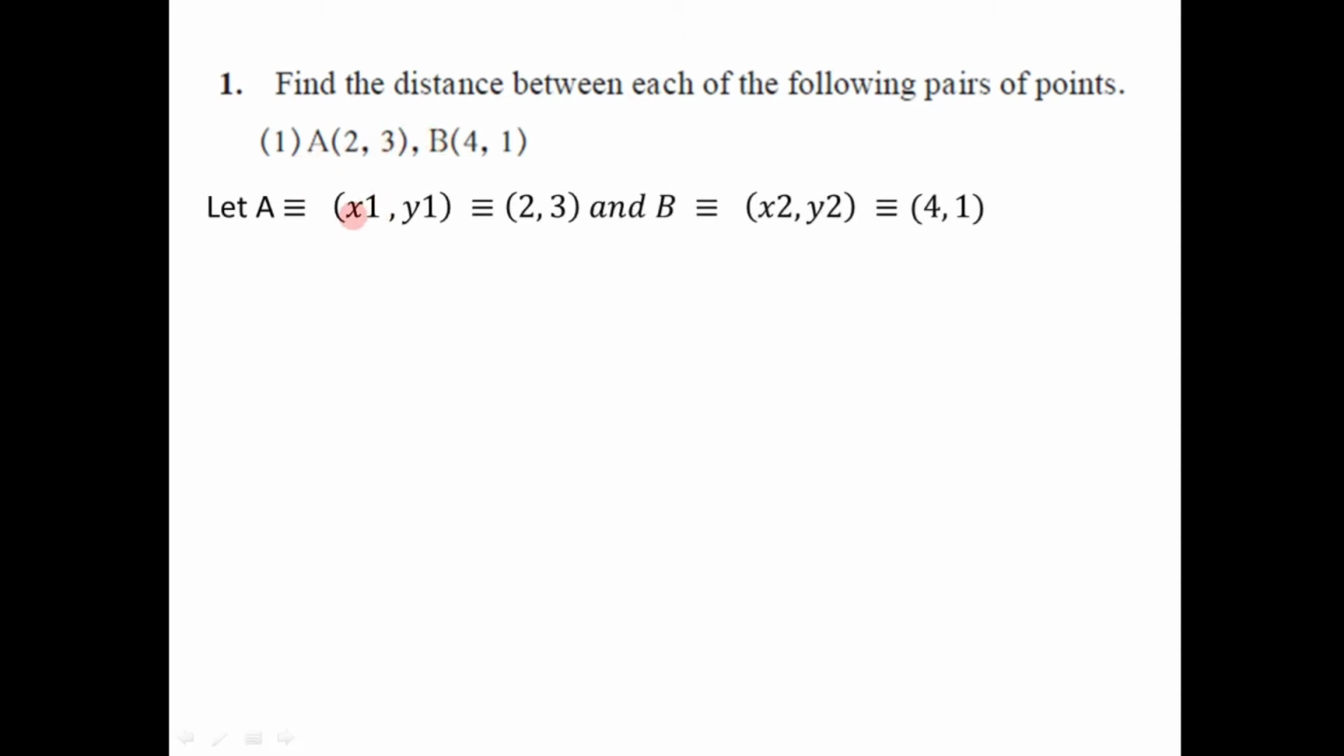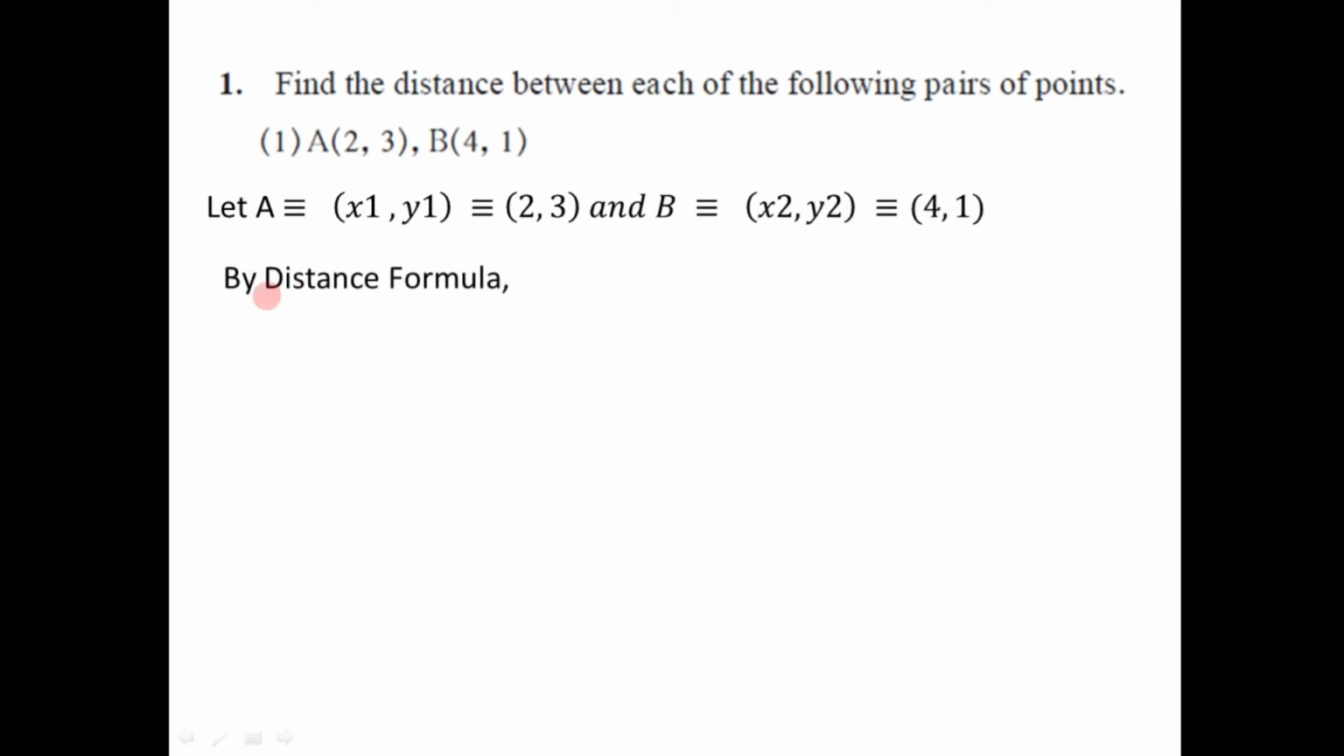First of all, we should name these coordinates. So let the coordinates of A be (x1, y1), which are given to be (2, 3), and the coordinates of B be (x2, y2), which are given to be (4, 1). So here, as we can see, the value of x1 is 2, the value of y1 is 3. Similarly, the value of x2 is 4 and the value of y2 is 1.